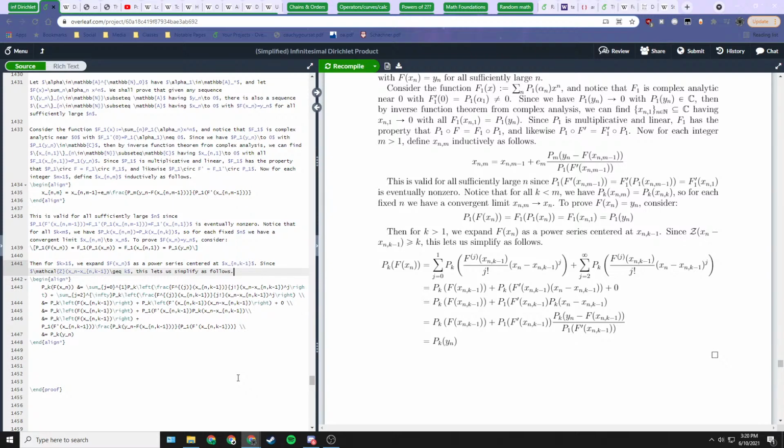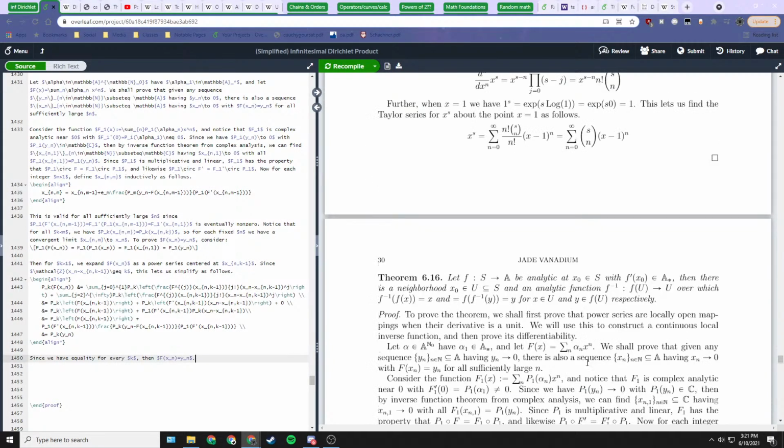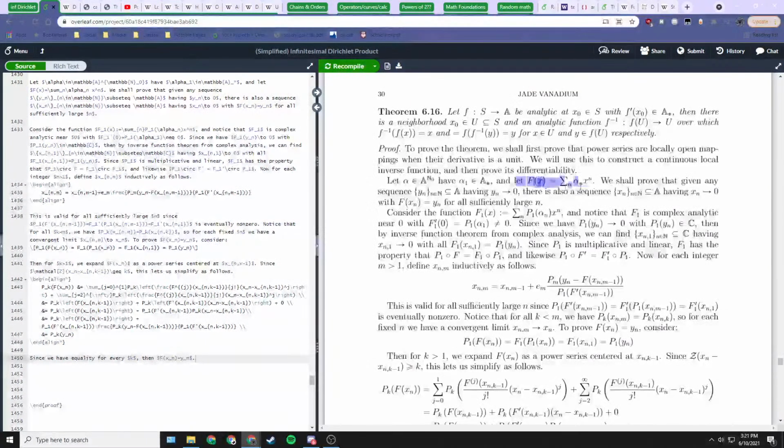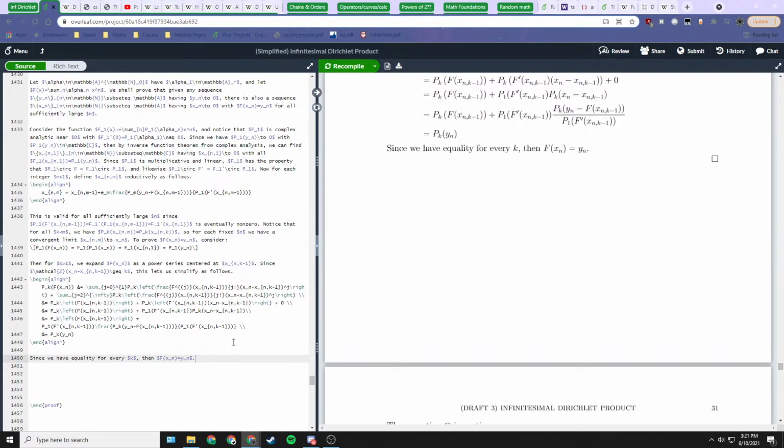Okay, yeah, nice. So since we have equality for every k, then f xn is yn. Nice. So this was our first claim: we're going to take this power series and prove that for any sequence yn tending to 0, there's also a sequence xn tending to 0 with f xn equals yn. So all we now have to prove is that xn tends to 0. Now we just have to prove that.